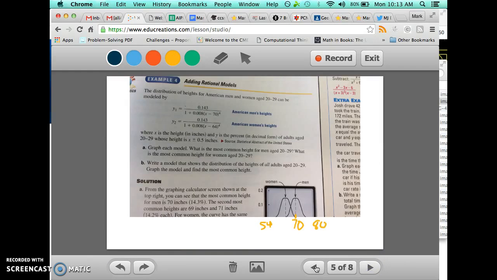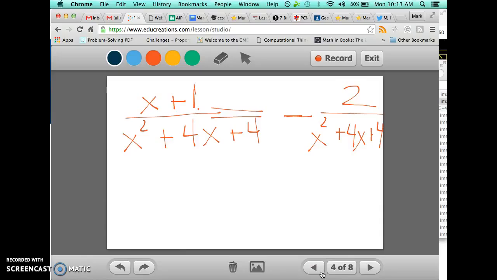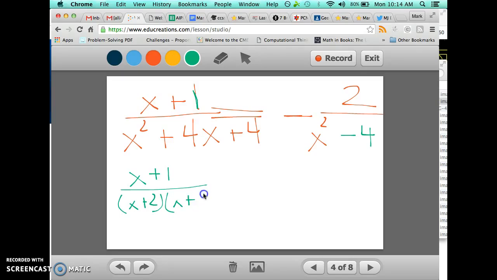All right, the next one we'll look at is a subtraction one. Some weirdness, that's just a messed up fraction bar. So basically, we've got a common denominator, right? Oh no, we don't. I copied the example wrong. So this one should say over here, minus 4. And I've got x plus 1. So then I'm going to factor. I've got x plus 1 over x plus 2, minus 2 over x squared minus 4.